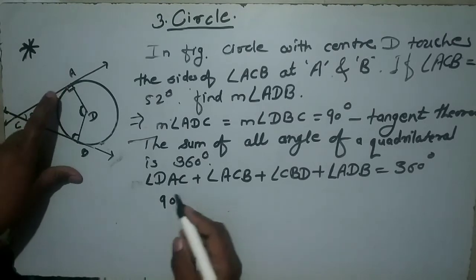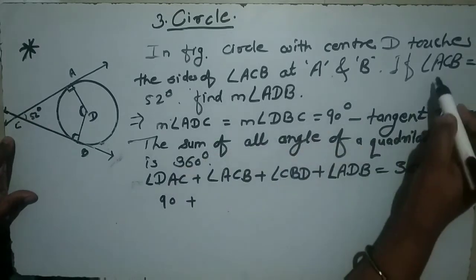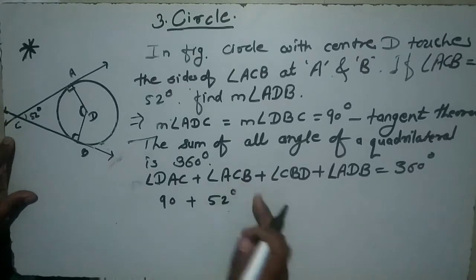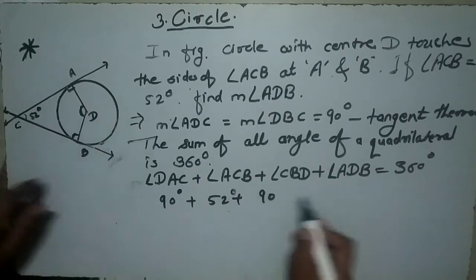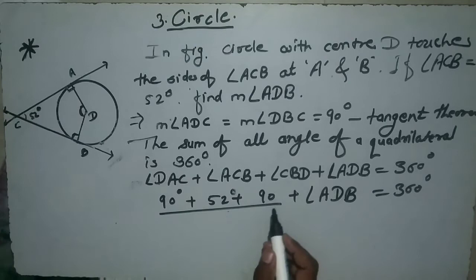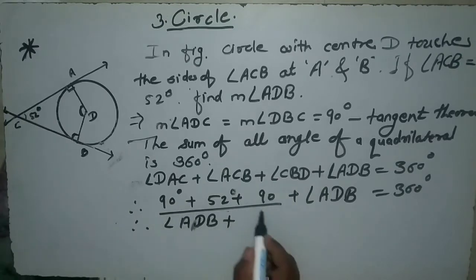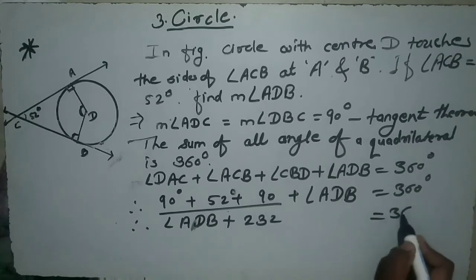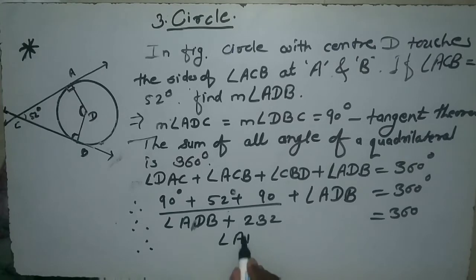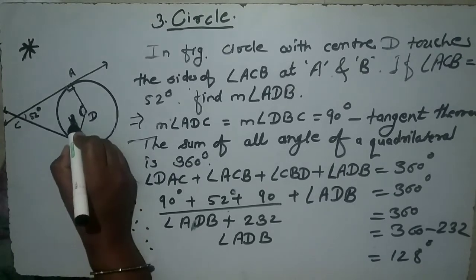So put in the values and you will easily get the answer. Measure of angle DAC is 90, angle ACB is given as 52 degrees, and angle CBD is also 90 degrees, plus we have to find angle ADB, equals 360. The sum of these three is 232, so angle ADB equals 360 minus 232, and the subtraction is 128. So the measure of this angle is 128.